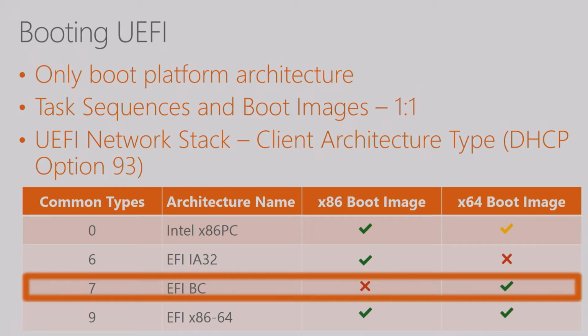Yeah, and I'm just highlighting that's going to be the most common boot when you actually flip your environment over to UEFI, the Type 7. So you see this little thing called DHCP option 93.